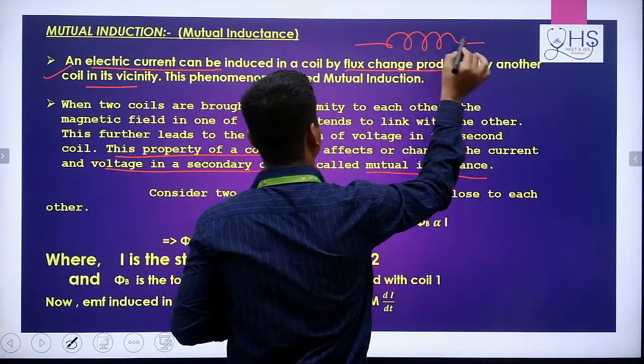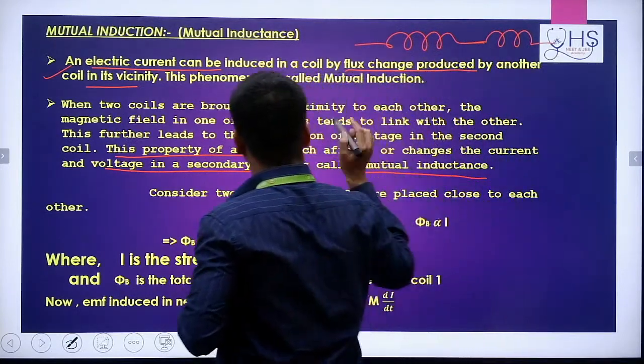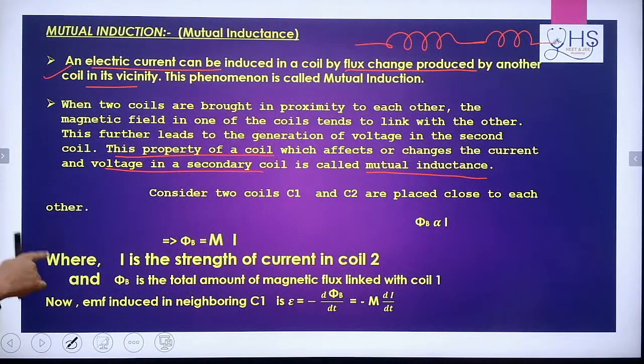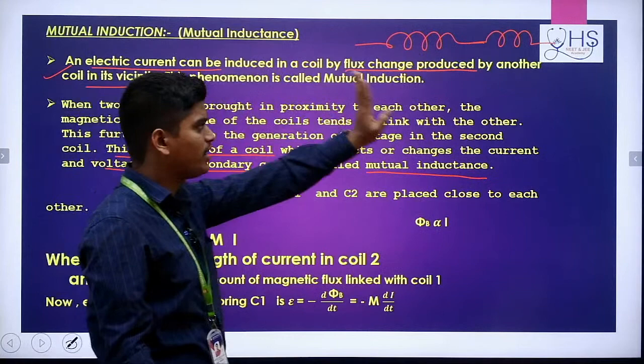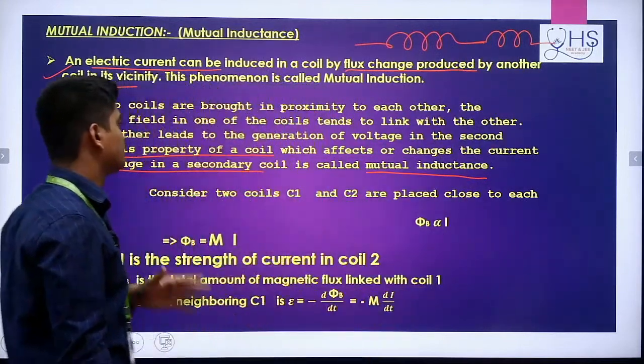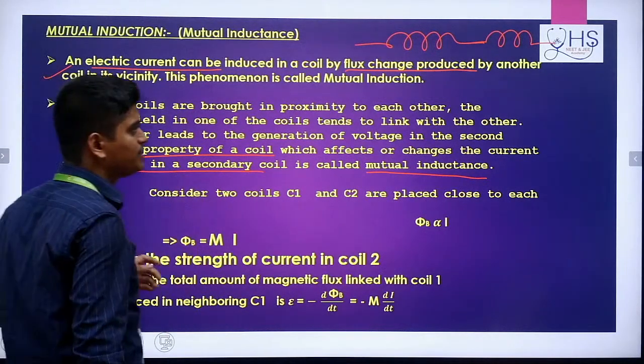They both should be nearby. So if current is changing in one coil, then the magnetic field is changing. Due to that, some flux change is happening in another coil. In that other coil, an induced current or induced EMF is produced. So this is the thing.